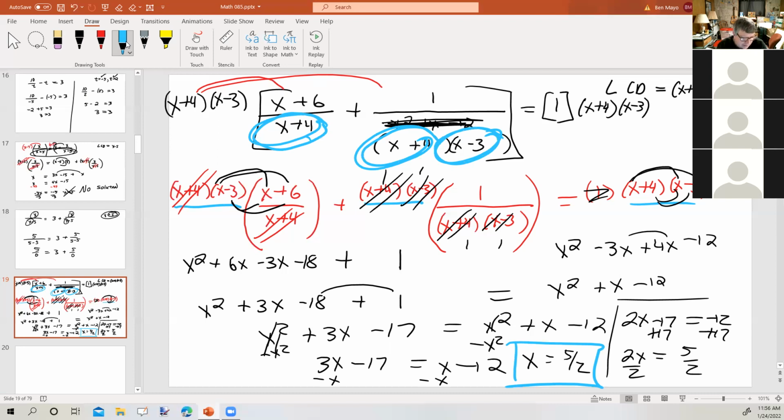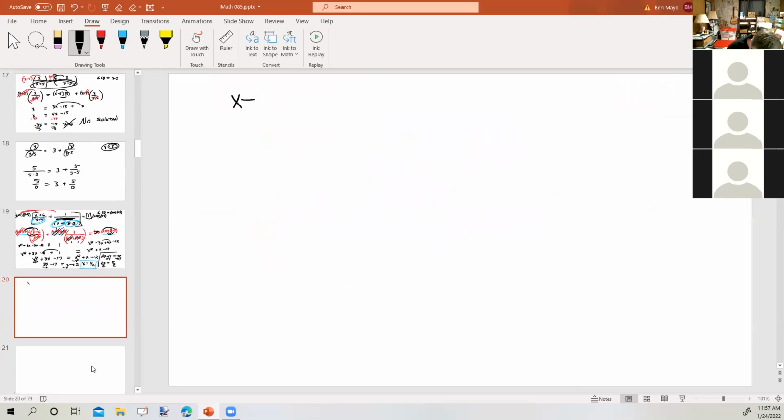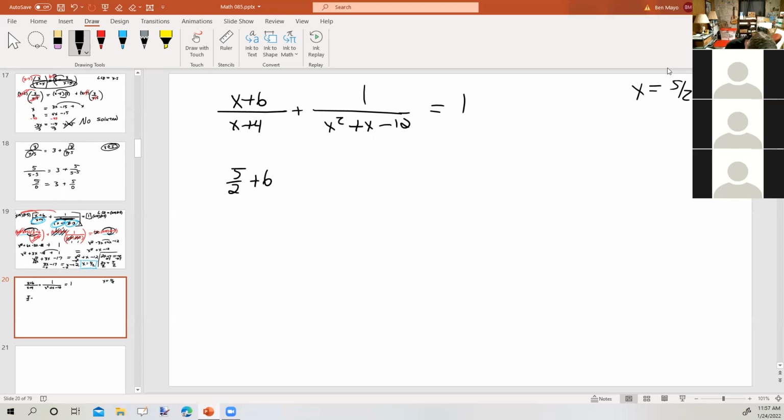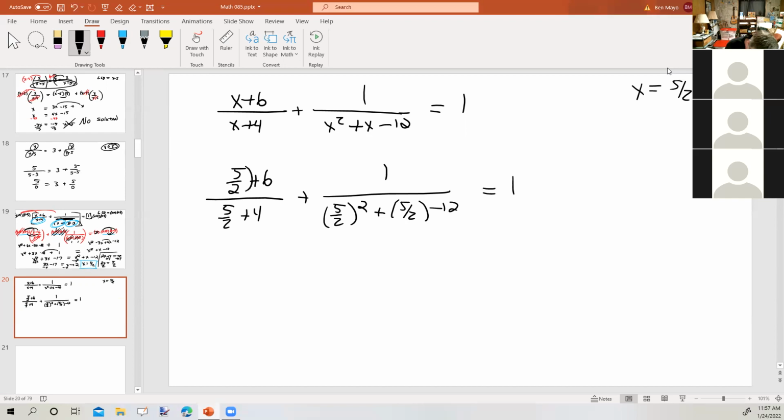So does anybody want me to go back and check 5/2 in the entire equation? Yes. Okay, let's do it. Let me find where I got that. Right there. So we've got (x + 6)/(x + 4) + 1/(x² + x − 12) = 1. And we had x equals 5/2. Here we go. Every place x appeared, we're going to put 5/2. So we get (5/2 + 6)/(5/2 + 4) + 1/((5/2)² + 5/2 − 12) = 1. Let's put parentheses there as well.